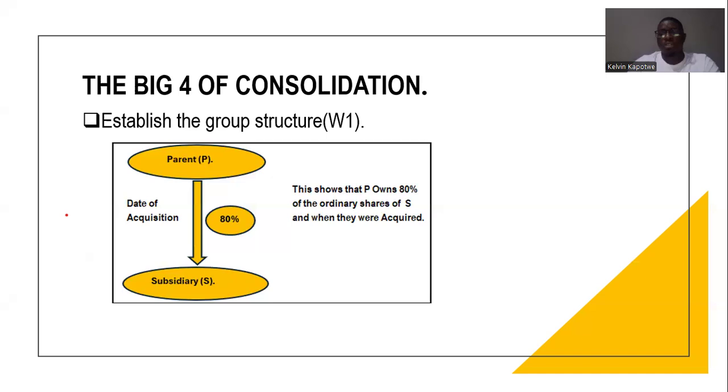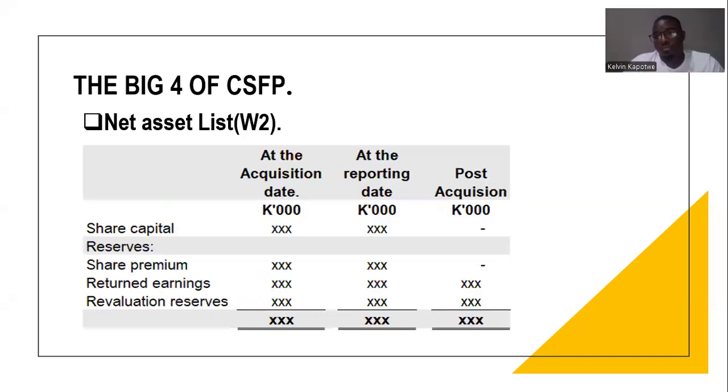Then we start with our big four, which will be working number 2. Very important. The first item of the big four is what we call the net asset list, so you must be able to establish the net asset list.